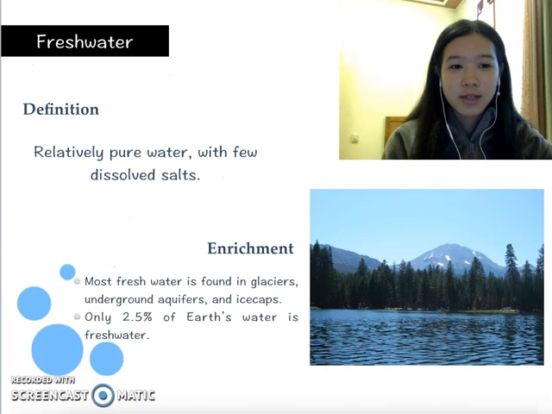The first word that I'm going to talk about is freshwater. Freshwater is relatively pure water with few dissolved salts. For enrichment, most freshwater is found in glaciers, underground aquifers, and ice caps. Only 2.5% of Earth's water is freshwater. So this diagram here shows an example of freshwater. It is a lake.